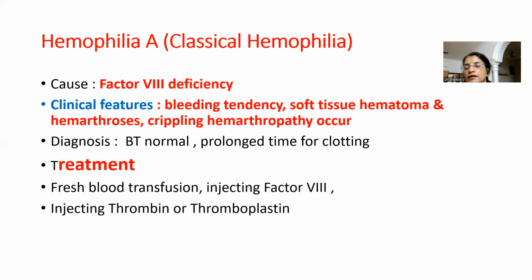The characteristic features of hemophilia are the bleeding tendency, soft tissue hematoma, hemarthrosis, and crippling arthropathy. Hemophilia can be diagnosed when we do the bleeding time and the clotting time. The bleeding time will be normal, while the clotting time will be prolonged.